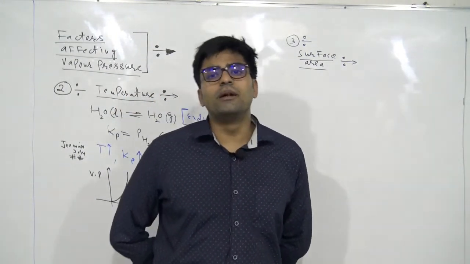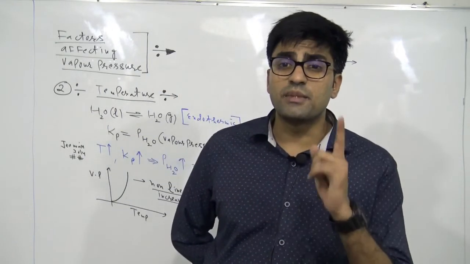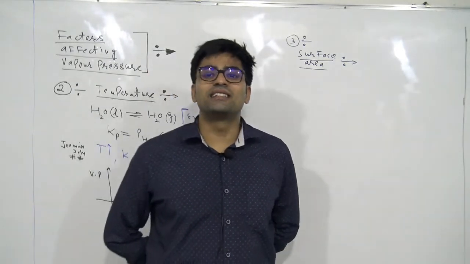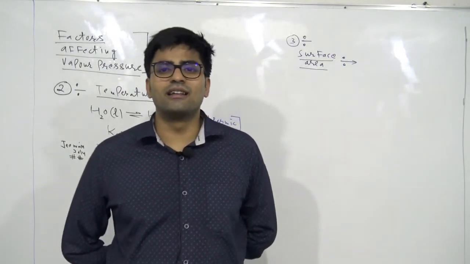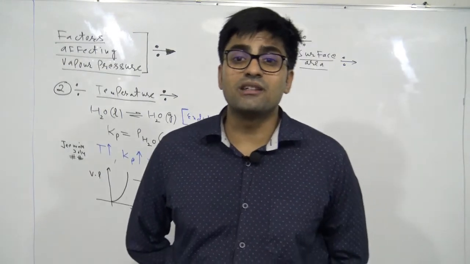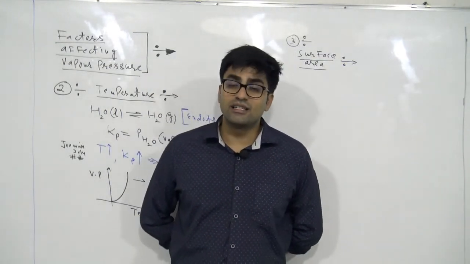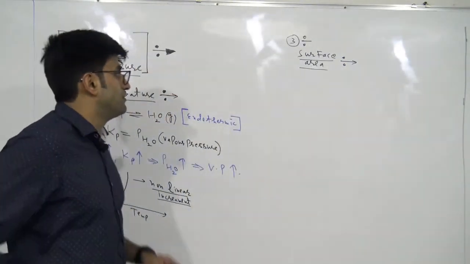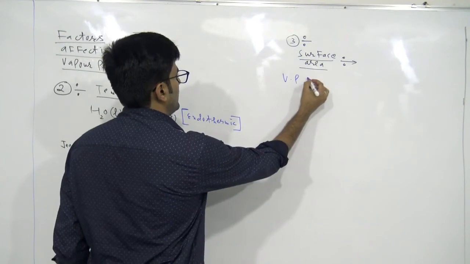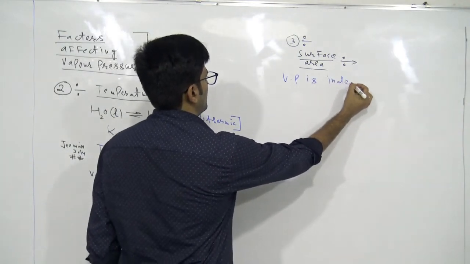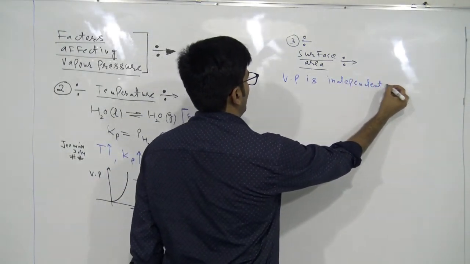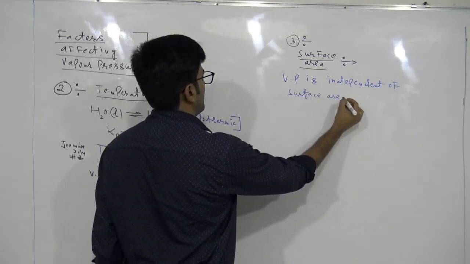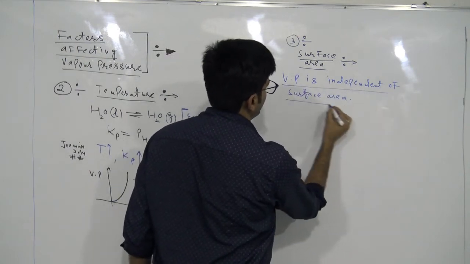simultaneously. So the amount of vapors that exert the pressure on liquid surface will remain same, right? And if they will remain same, it means no matter whether you are increasing the surface area or not, the vapor pressure will remain same, right? So this is a very important point. So here I am writing for you, okay, vapor pressure is independent of surface area.